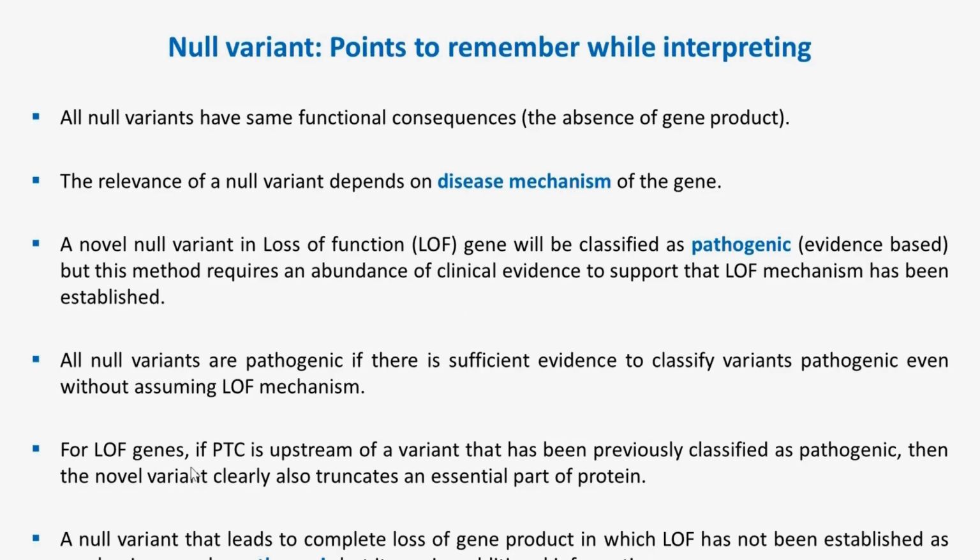For LOF genes, if a premature termination codon is upstream of a variant that has been previously classified as pathogenic, then the novel variant clearly also truncates that essential part of the protein.